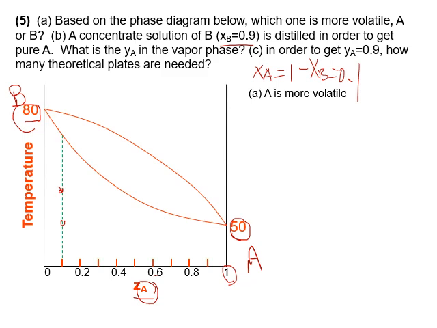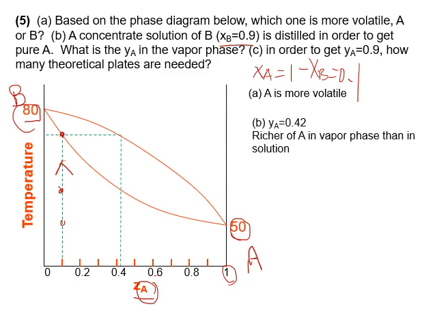When you heat it, the temperature goes up until it touches this line, and it starts to boil. The question is, what is y_A in the vapor phase? So you draw a tie line, and the vapor phase is 0.42. You can see that in the gas phase you have more A in it because A is more volatile.